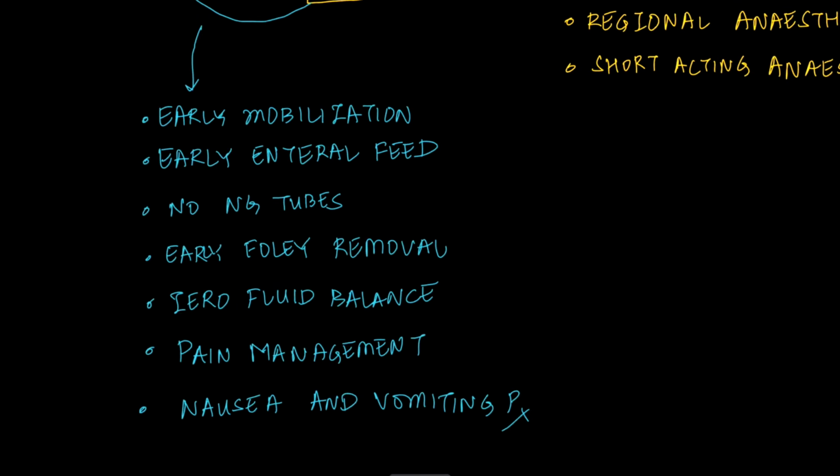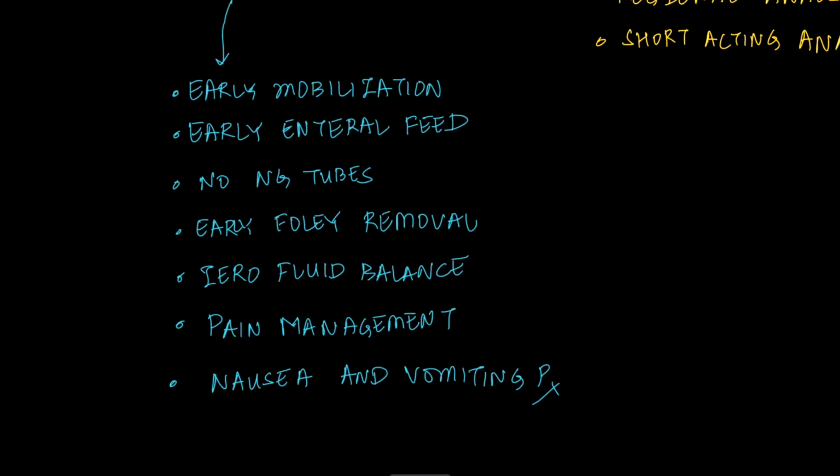Next, coming on to the post-operative management, early mobilization and early enteral feed bring the physiological status of the patient back to the baseline and hence would help in earlier recovery. Avoiding nasogastric tubes is helpful as, one, it reduces the risk of aspiration pneumonitis. Second, it reduces the post-operative ileus. Early Foley's removal, again, to bring the patient back to the physiological state. Zero fluid balance, the rationale is the same as the intraoperative management. Pain management, again, the same as the intraoperative management.